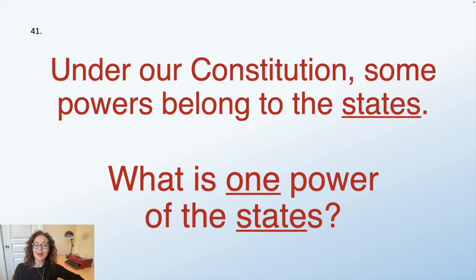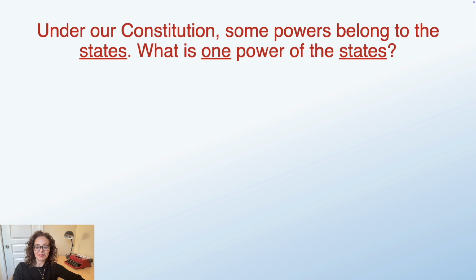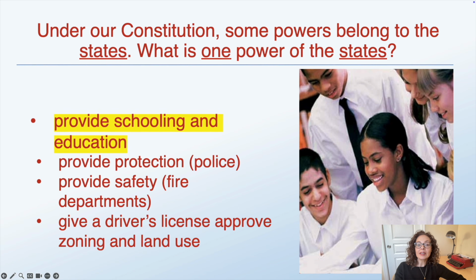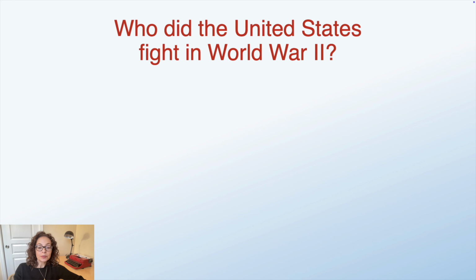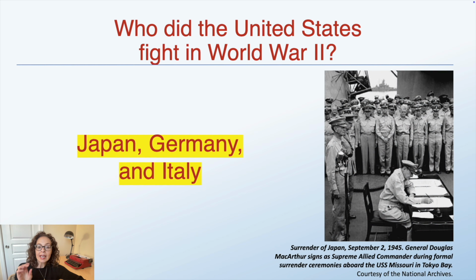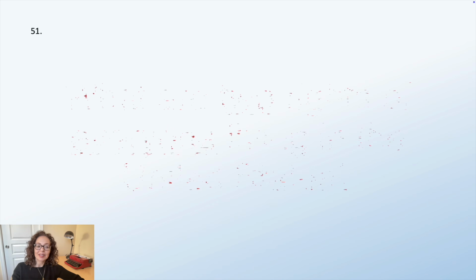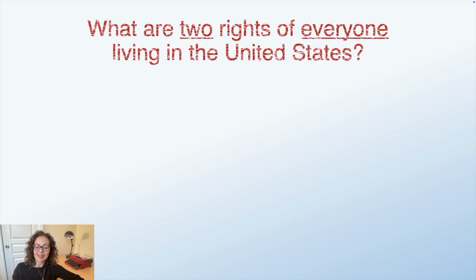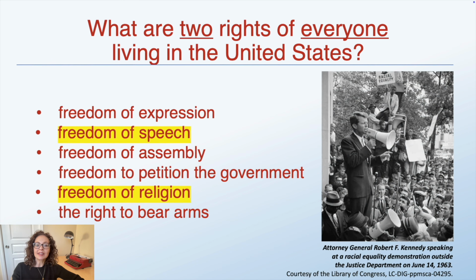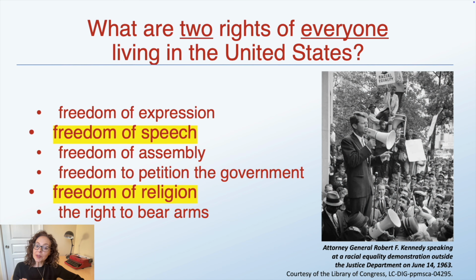Under our Constitution, some powers belong to the states. What is one power of the states? To provide schooling and education. Who did the United States fight in World War II? In World War II, the United States fought Japan, Germany, and Italy. What are two rights of everyone living in the United States? Two rights of everyone: freedom of speech and freedom of religion.